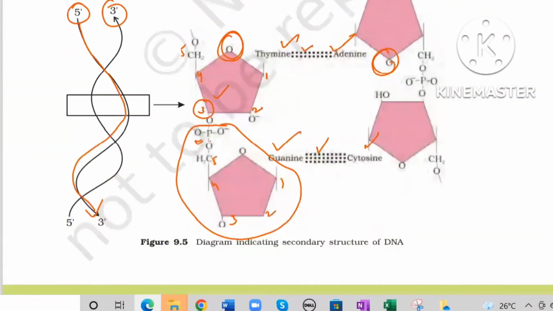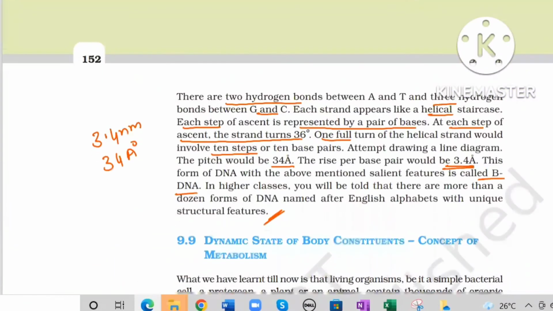So just see your NCERT. I think so. Biomolecule, up till here, each and every concept is clear.